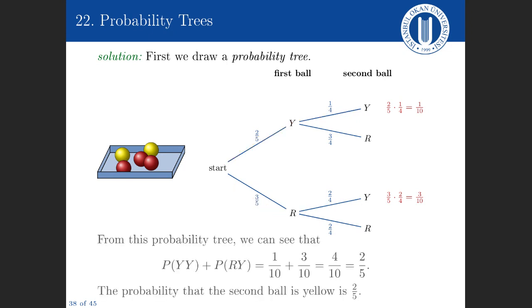And then we add these numbers together. The probability of yellow, yellow, plus the probability of red, yellow, must be 1 over 10 plus 3 over 10, or 2 over 5. This means the probability that the second ball we take out is yellow is 2 over 5. And common sense tells us this is correct. We have 5 balls, 2 are yellow, so the probability that the second ball we choose is yellow should be 2 over 5.